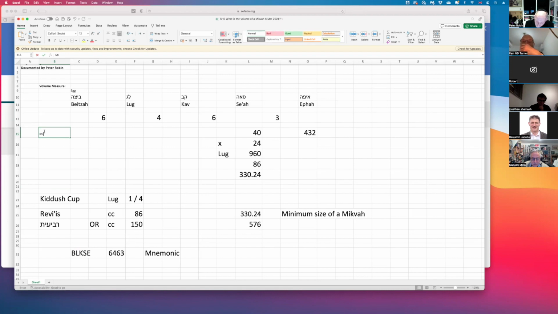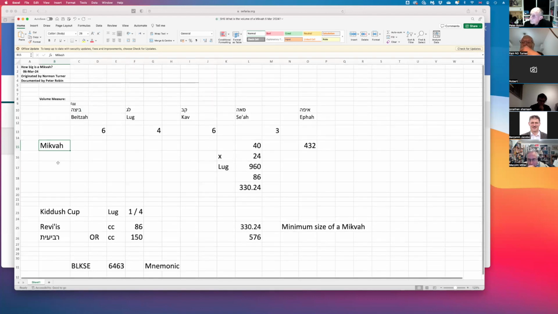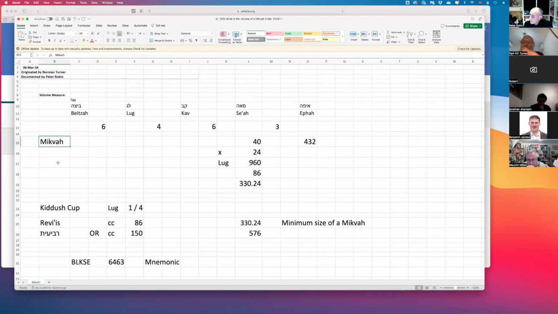Just have the word in the same font as the Kiddush cup, whatever font or size that was. Yeah, there, mikveh. Excellent. That's it. Mikveh is 40 saw. In lug is 960.